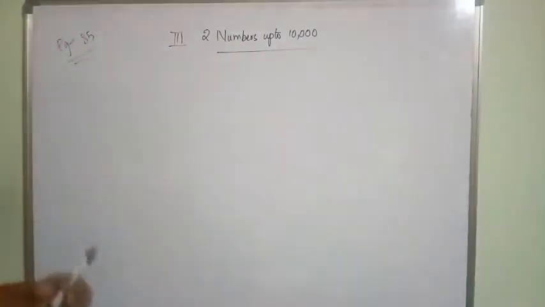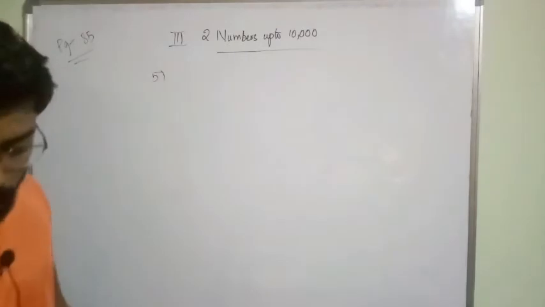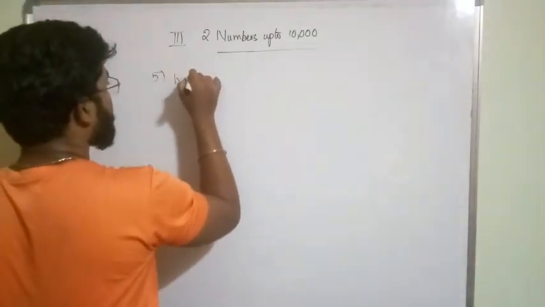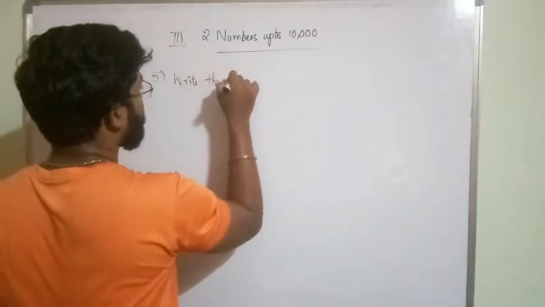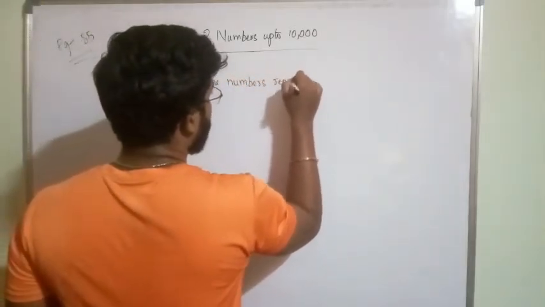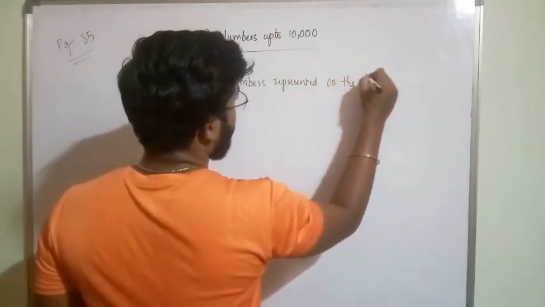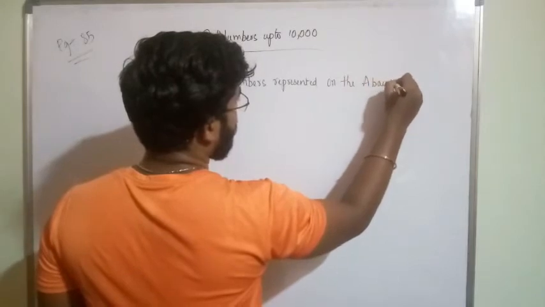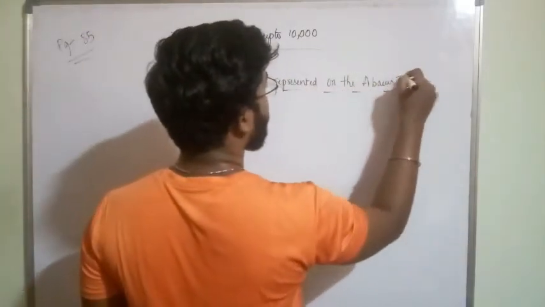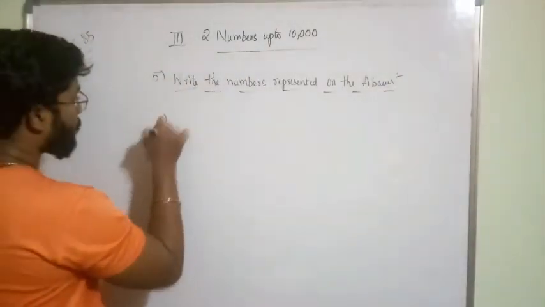So next, 5th bit is what? Write the numbers represented on the abacus. Clear?